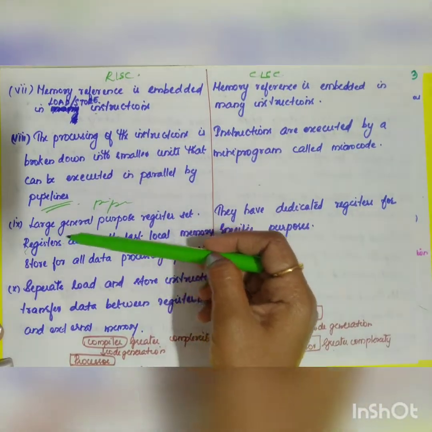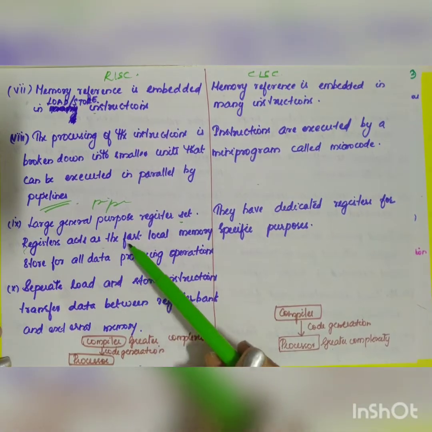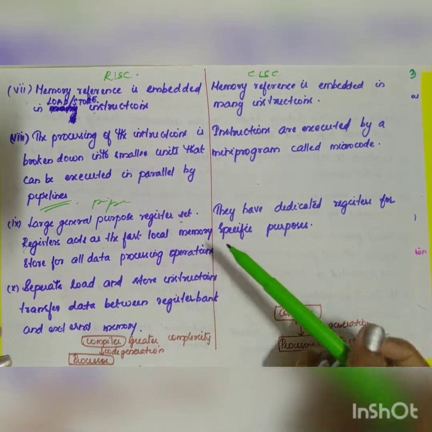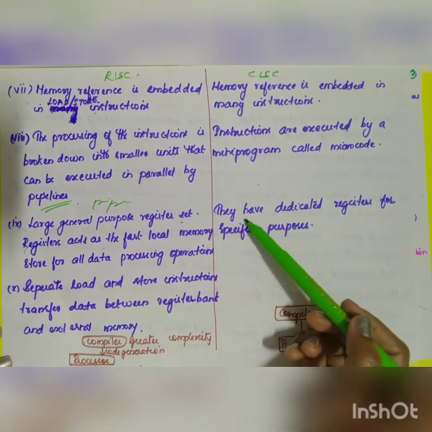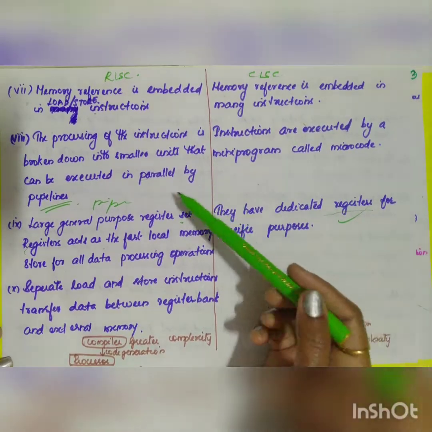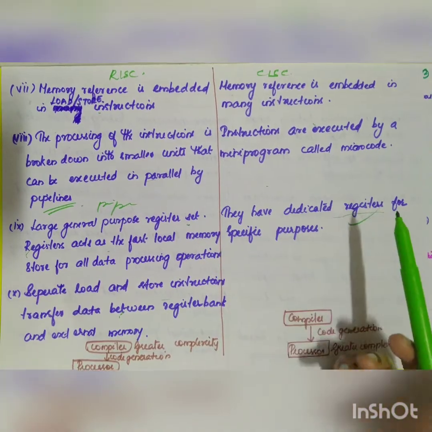The next difference is the large general purpose register set in RISC. Registers act as fast local memory stores for all data processing operations. In CISC, they have dedicated registers for specific purposes. So these are the major differences between RISC and CISC.